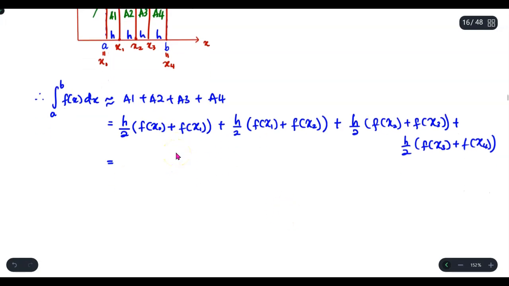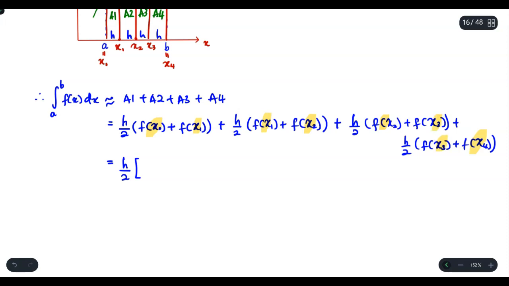Now, we can simplify further in the sense that you can see all of the terms start with h over 2. So it means you can factor out h over 2. And in the bracket you only see f(x0) and f(x4) once. Okay, the rest of the terms you see twice: twice of f(x1), this one and this one, twice of f(x2) and twice of f(x3).